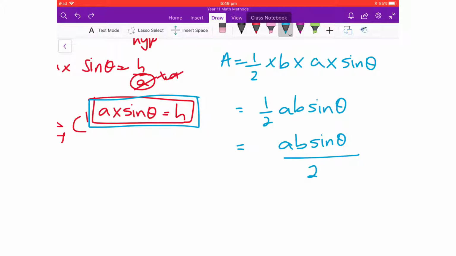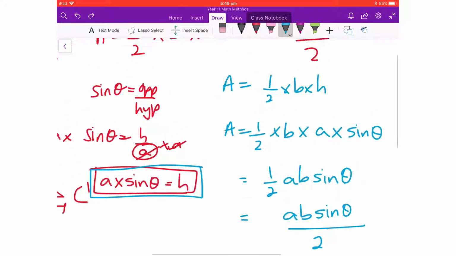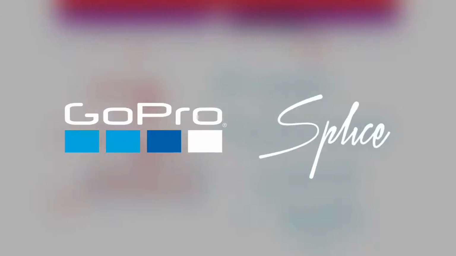That's all. So that's just a quick video showing you where the formula comes from. The next few videos are going to be referring to how to rearrange questions or how to apply the area formula to different triangles.